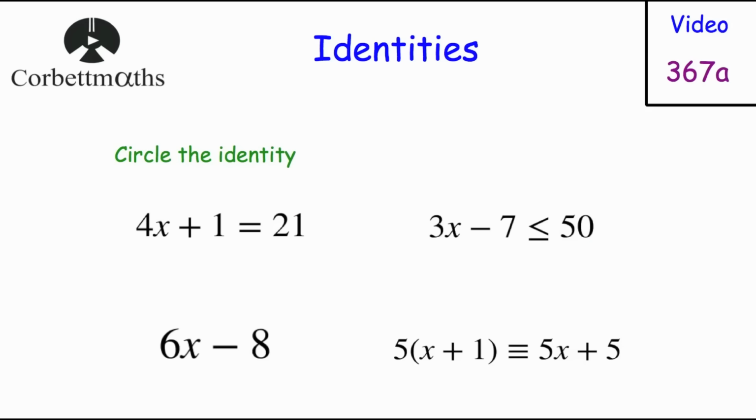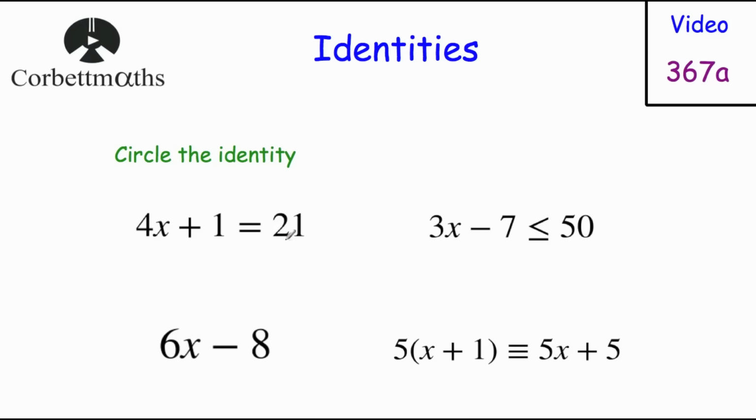Okay, let's get started. So our first topic is knowing what an identity is and being able to spot one. That's video 367A in Corbettmaths. We've been given a question and it says circle the identity. So here first of all we've got an equation. We've got 4x plus 1 equals 21, and we can solve this.